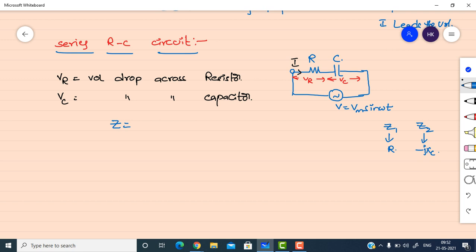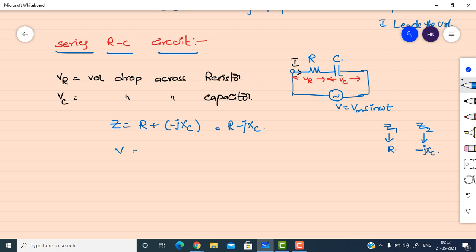So then the total impedance of the series RC circuit. Series means you have to add the two impedances. R plus minus jXC, so it is R minus jXC. This is the impedance of this circuit.